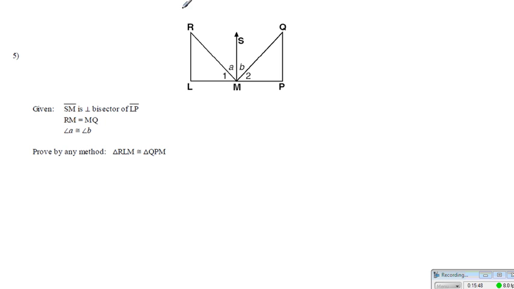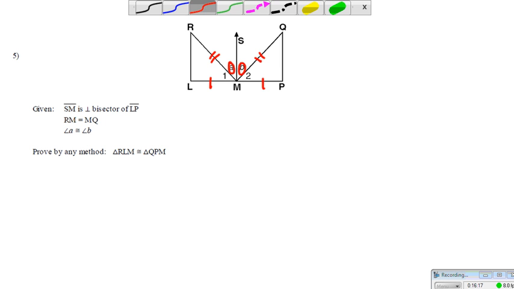Number 5. Here we have SM is the bisector of the angle L, a bisector of the line segment LP. That makes LM congruent to MP. And RM is congruent to NQ. That's the second condition. And at the same time, angle A is congruent to angle B. All right. But angle A and angle B are not part of the triangles there which we want to prove them to be congruent. But you will realize, since it's a perpendicular, we have to realize that this is a right angle and that's a right angle.